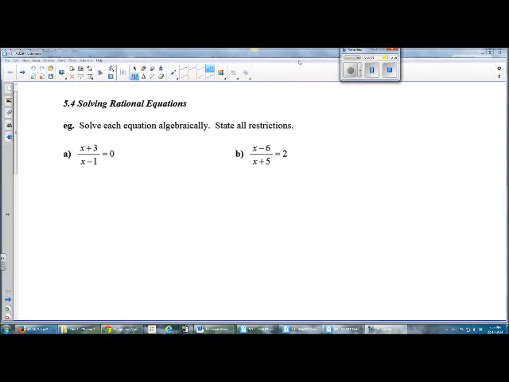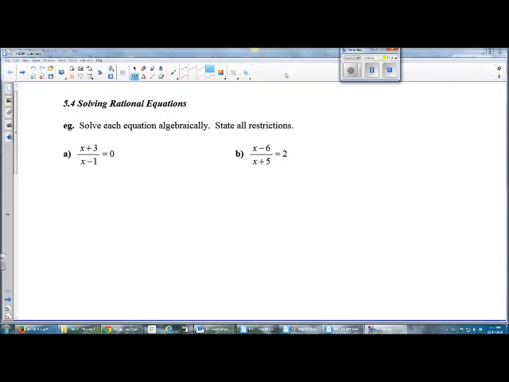Hi, welcome to lesson 5.4, Solving Rational Equations. The goal of today's lesson is to connect the solution to a rational equation with the graph of a rational function. And the reason why we're going to do that is so that we can verify that the solution to a rational equation is equal to the zeros of the rearranged equation of the function.